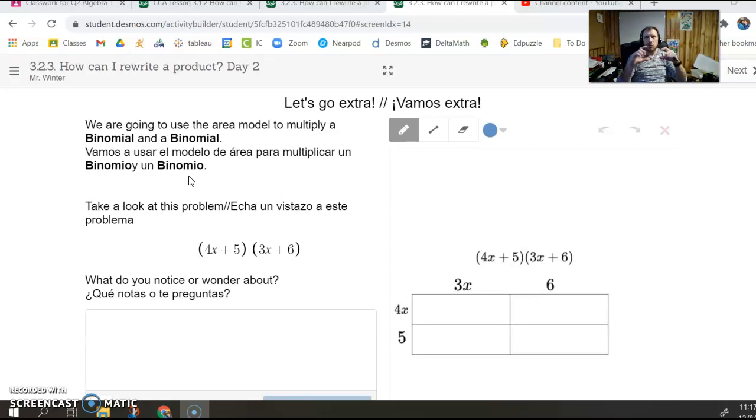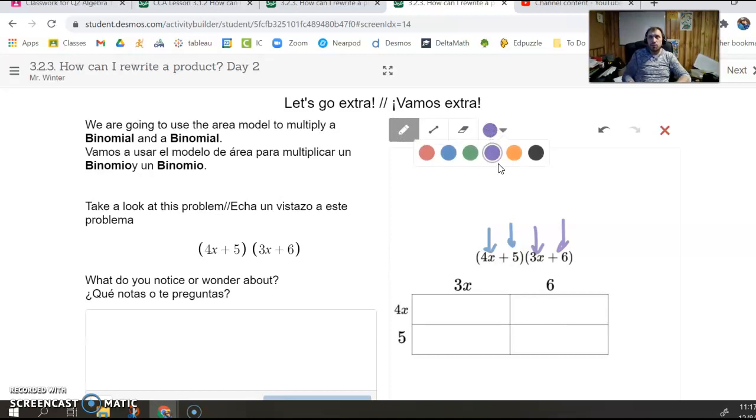So here's today's goal, right? We're going to take a binomial, 2 elements in a number, times another binomial, which also has 2 elements. And you can see our example is 4x plus 5 times the quantity 3x plus 6. And so in this area model, I'm going to write the 4x and the 5 right over here on this side, and then over here, we're going to write the 3x and the 6 on top. Very similar to what we just practiced.